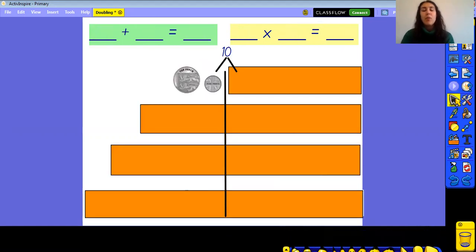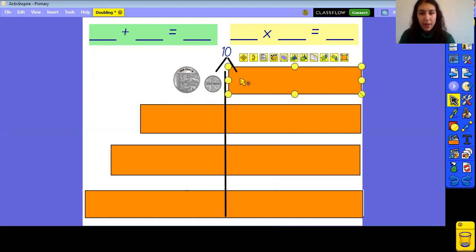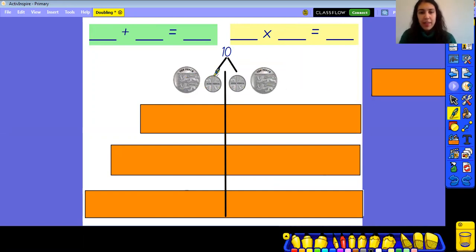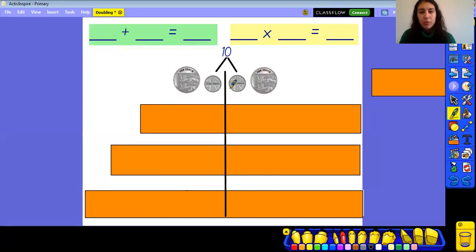Okay, now we're going to have a look at what happens when we have a number with 5 1s. So we've got the number here, 15. I've got 1 10 and a 5. These 5 represent 5 1s. Now when I double it, the two 5s come together to make a whole 10.